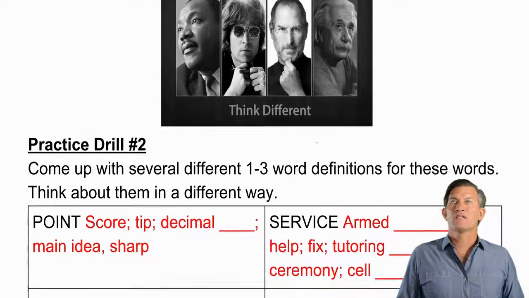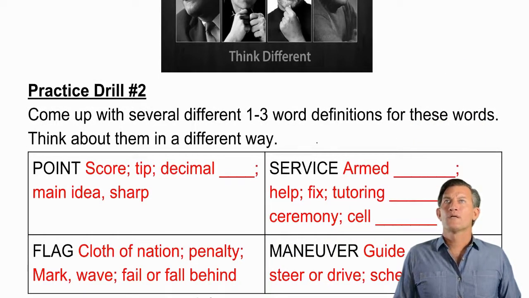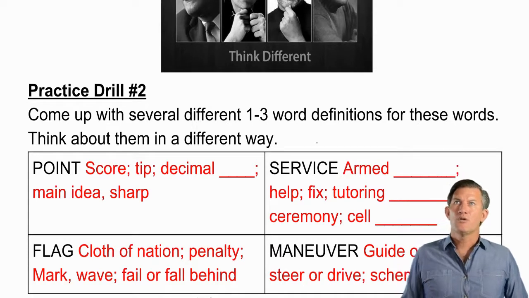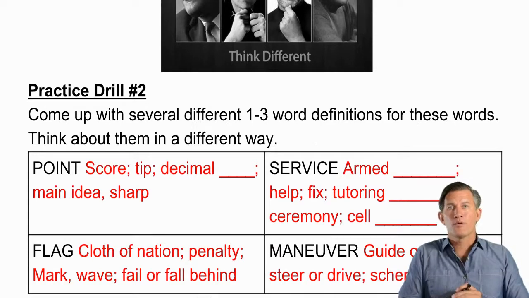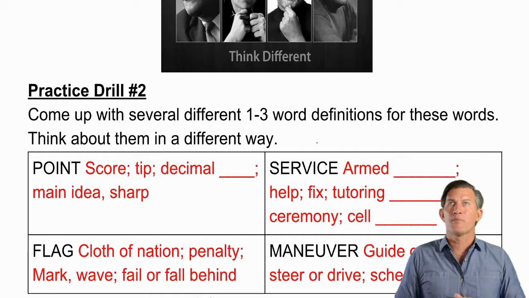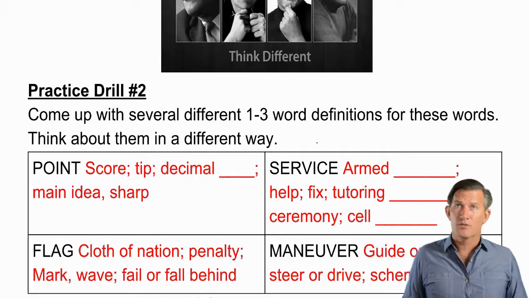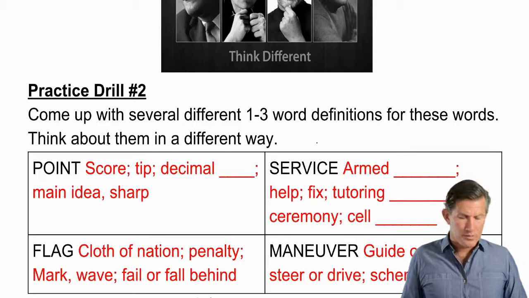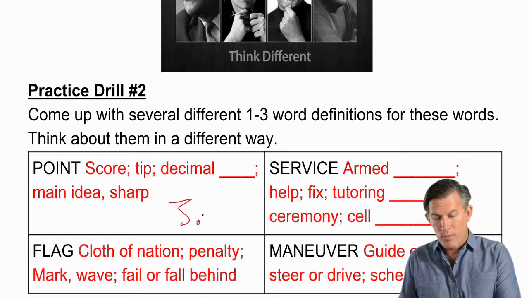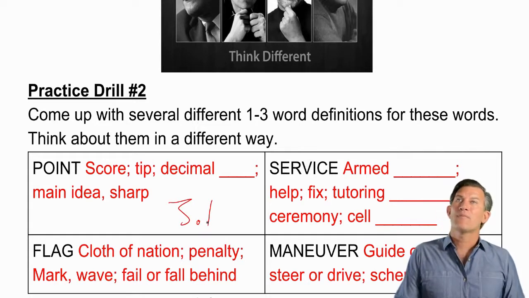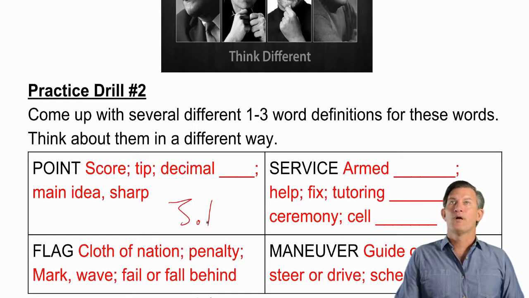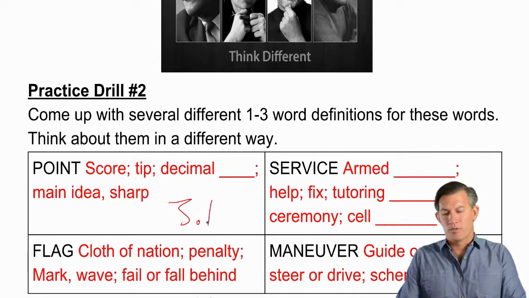We're just going to give the answers. Okay. So point, as we just said, you could score a point or a 3-pointer: 1 point, 2 point, or 3 point in basketball. How many points can you score in baseball? None, because they're called runs. Okay, a decimal point, 3.1. And then a main idea is your point, or the point of a sword could be sharp.